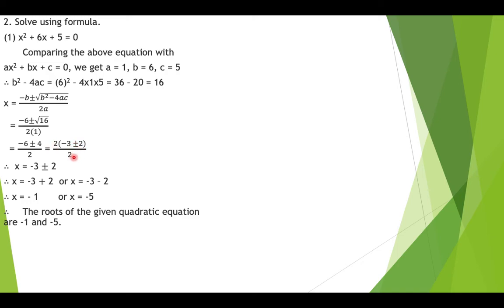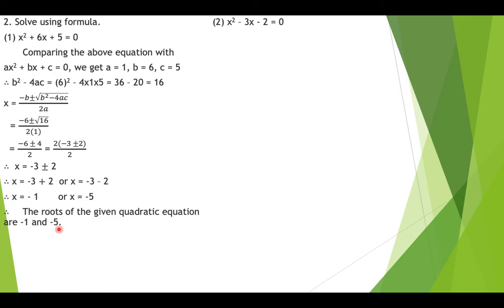2 and 2 get cancelled. We are remaining with minus 3 plus or minus 2. Therefore x is equal to minus 3 plus or minus 2. Therefore we can say that x is equal to minus 3 plus 2 or x is equal to minus 3 minus 2. Therefore x is equal to minus 1, that is minus 3 plus 2, or x is equal to minus 5. Therefore the roots of the given quadratic equation are minus 1 and minus 5.